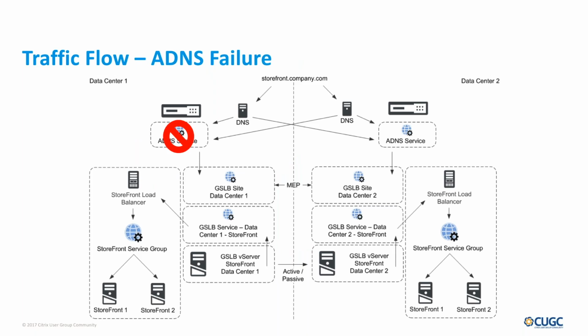So if we lost the ADNS service in a single data center, again, you would type in storefront.company.com. This would hit DNS, which is then delegated to the ADNS service. This would then query the GSLB database in your Azure Cloud, which has visibility of services running on premises. This would then return the GSLB vServer for storefront in your on-premises data center, and the user would get back the IP address of your on-premises storefront service.